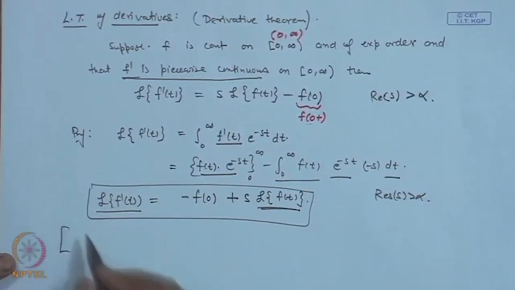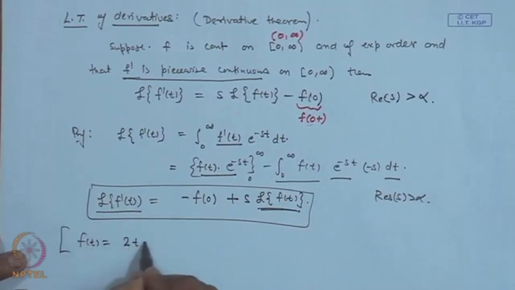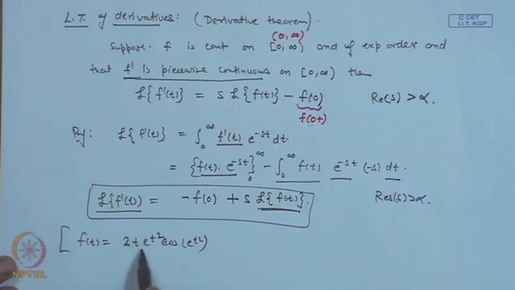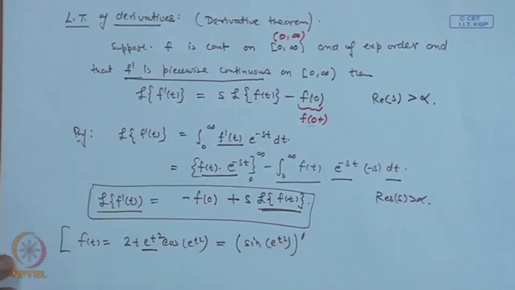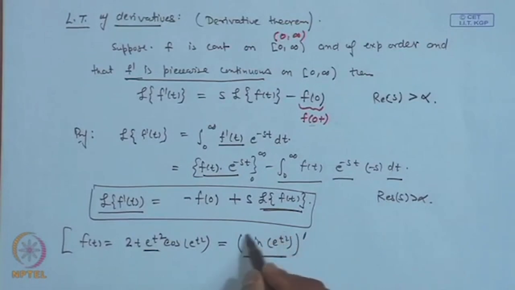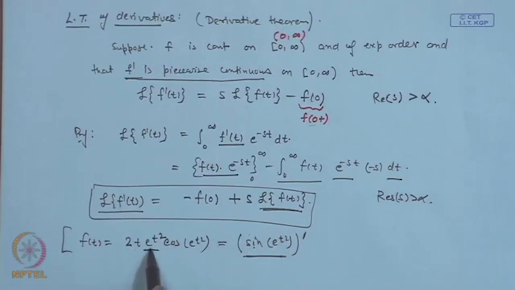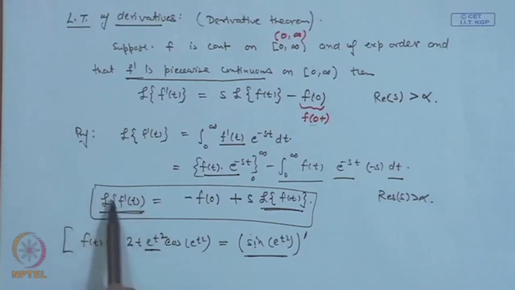In fact, recall that today we saw that the function 2 t e to the t squared times cos e to the t squared has a Laplace transform, and it is not of exponential order. The reason is now clear: this function is the derivative of sin e to the t squared. That function is continuous and of exponential order, but its derivative is not of exponential order. We do not need that condition on the derivative, and we can still get its Laplace transform.